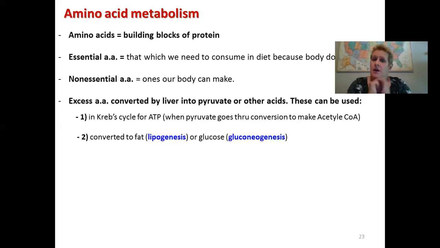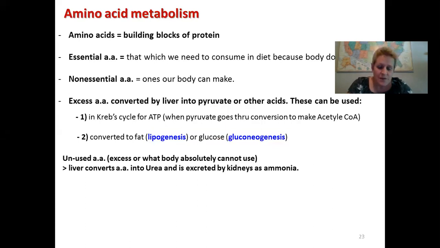Okay, if the liver has converted amino acids into pyruvate, a quick step would be to go backwards through glycolysis and turn pyruvate back into glucose. That is known as gluconeogenesis. All right? Okay, let's see what else happens.